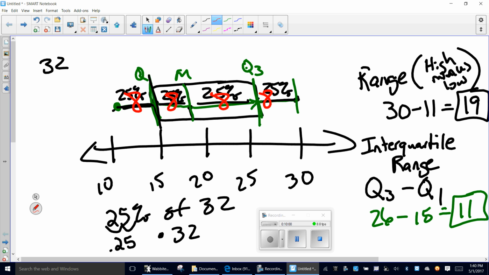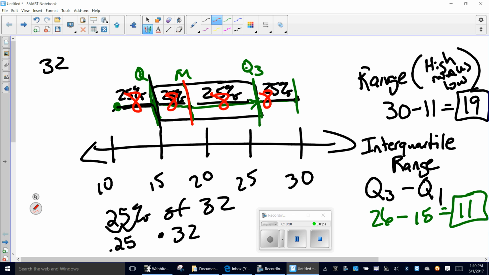If I said how many is, I don't know, above 18? Why is it 16 above 18? Because 8 plus 8 is 16. What if I said what percent's above 18? 50%, because 18 is the median. So it'd be 50%. Do you understand what I'm saying on that?